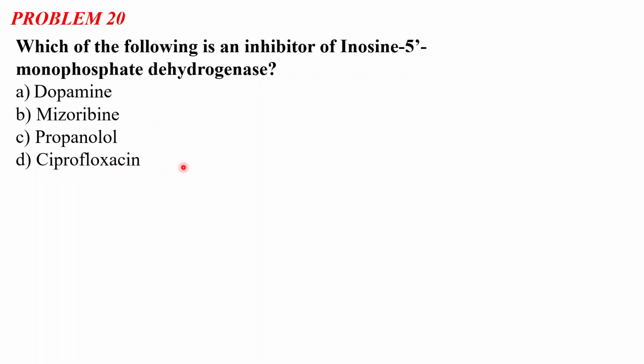Which of the following is an inhibitor of inosine 5' monophosphate dehydrogenase? Dopamine, mizoribine, propranolol, or ciprofloxacin? Let me know A, B, C, or D. Which of the following will be the correct answer?